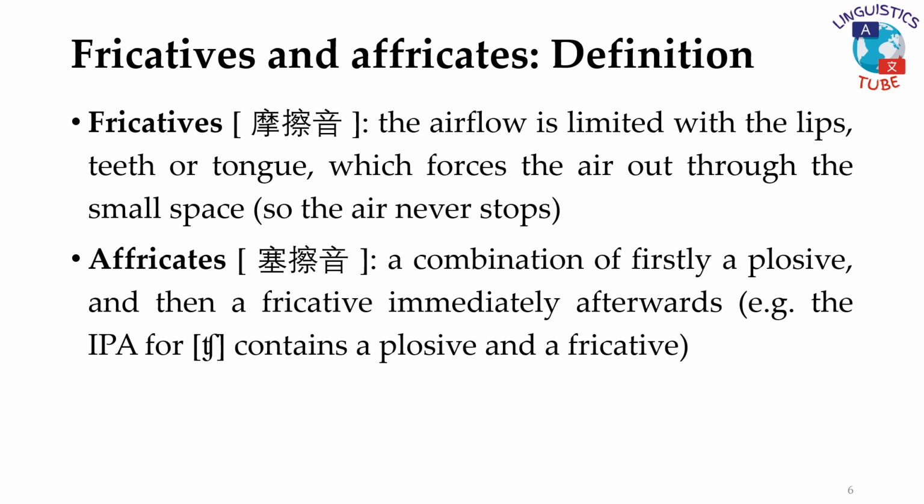On the other hand, affricates are a combination of a plosive and then a fricative immediately afterwards. This is why the IPA symbol for affricates, such as ch, contains a plosive symbol and then a fricative symbol.